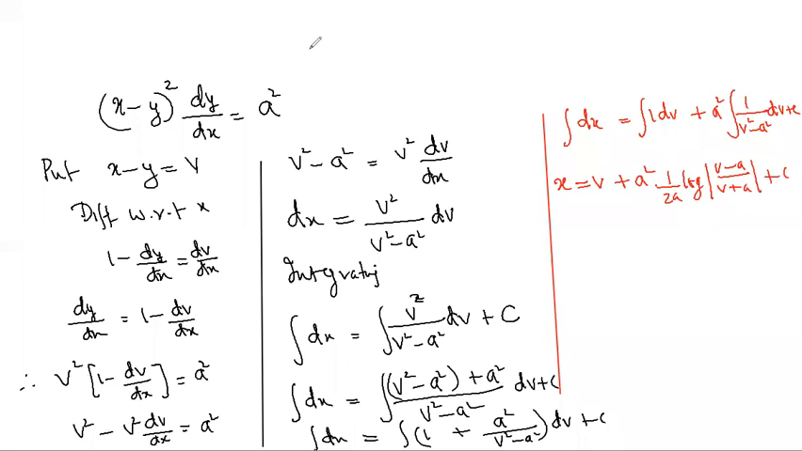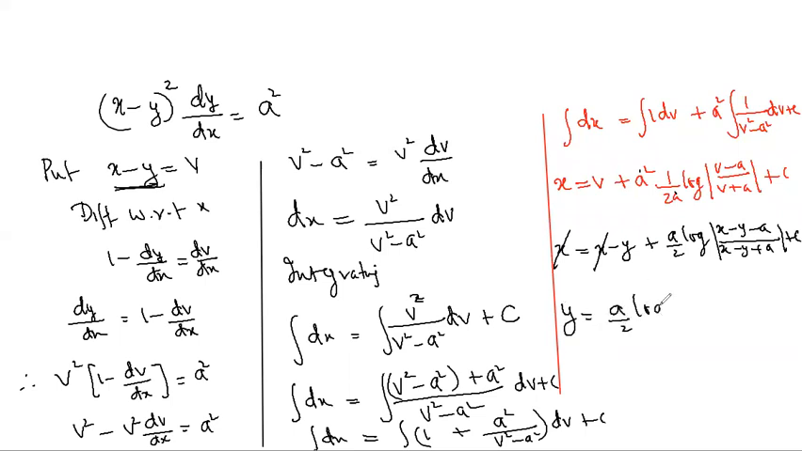Now, what things can we cancel? x is equal to, in place of v, what can you write? In place of v, I can write x minus y. So x minus y. a and a will get cancelled. So a by 2 log of (x minus y minus a) upon (x minus y plus a) plus c. The 1x got cancelled. The final answer should be y is equal to a by 2 log of (x minus y minus a) upon (x minus y plus a). In this case, making y the subject is almost very difficult. So you have to leave your answer like that.